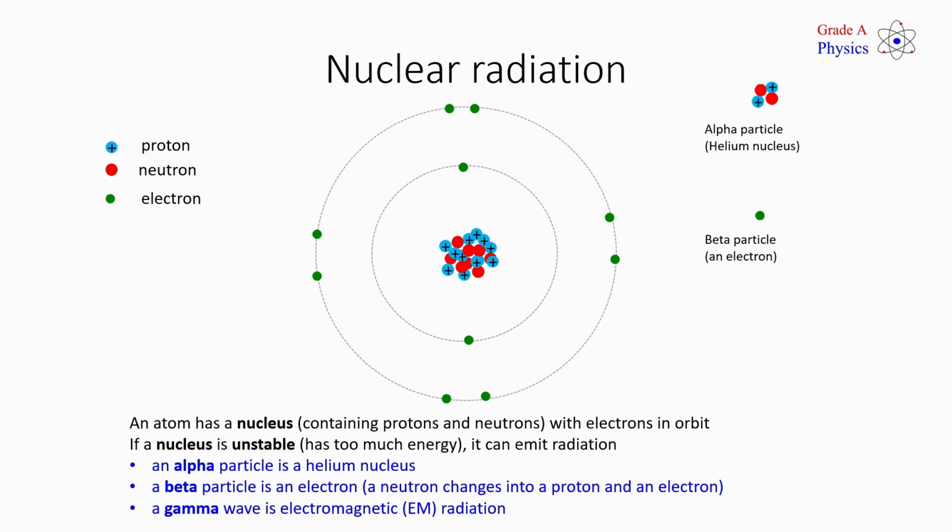Finally, we have a gamma wave, gamma radiation. This is excess energy inside the nucleus. So this is emitted from the nucleus. Gamma radiation has 0 mass and 0 charge. So that has no effect whatsoever on the proton or the mass number.